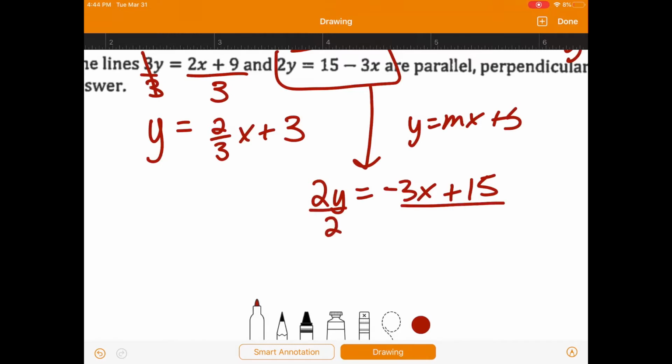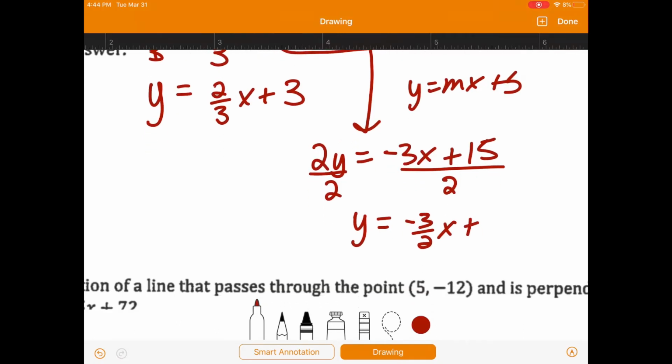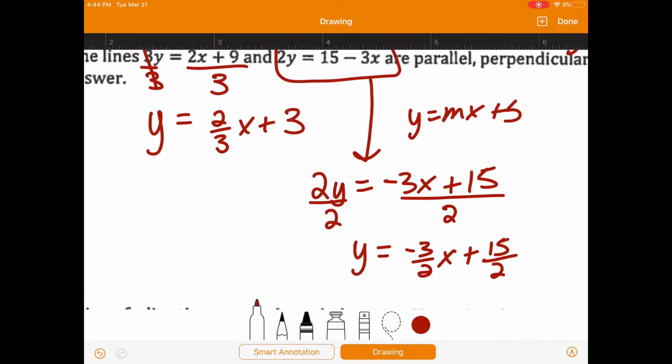So we're going to divide on both sides. So y equals negative 3 over 2x for this part. And then we're going to do the same thing over here. And that's 15 over 2. You can leave that as a fraction if you want, or you can divide it and say, okay, that's 7.5. But I'm just going to leave it as a fraction for now because we don't care about what the end part is. We're just going to compare the slopes.